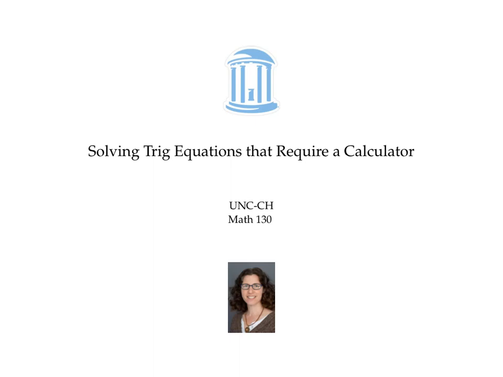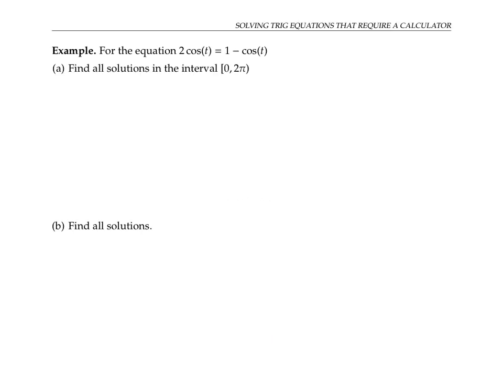In a previous video, we looked at trig equations that could be solved using the unit circle. In this video, we'll solve trig equations that don't involve special values on the unit circle and require a calculator instead to solve. Let's look at the equation 2 cosine t equals 1 minus cosine t.